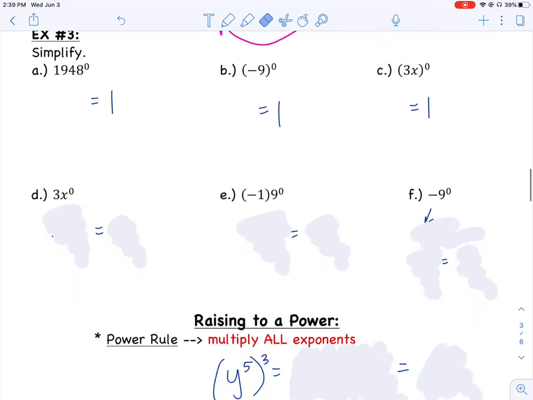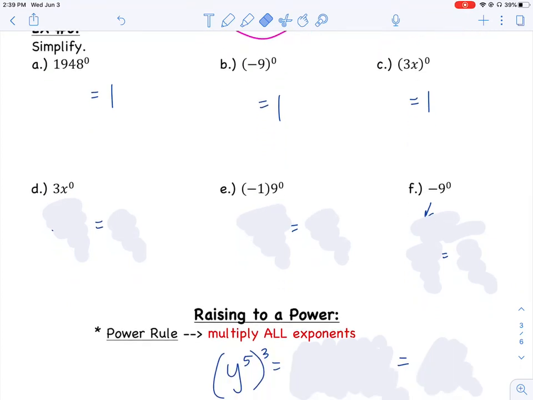Okay, well, let's go down and do these next 3, where some of them look similar, yet a little bit different than the first 3. Look at D here. D looks a little bit different than C. You notice that in D there are no parentheses. And so on this one, really the only thing raised to the 0 power is this x, correct?